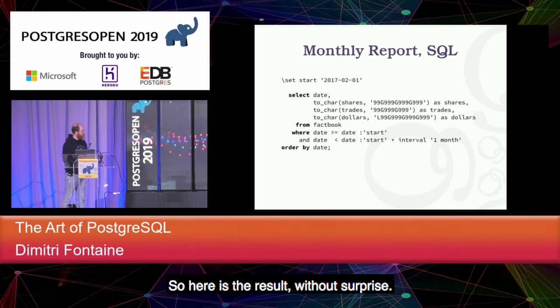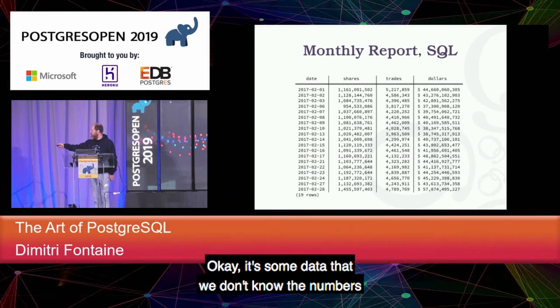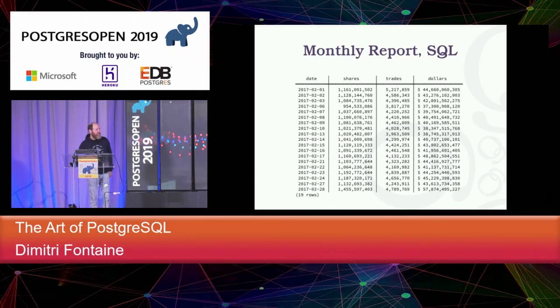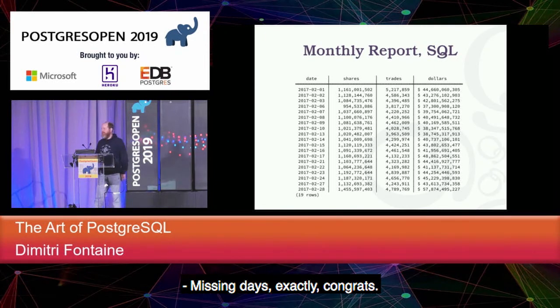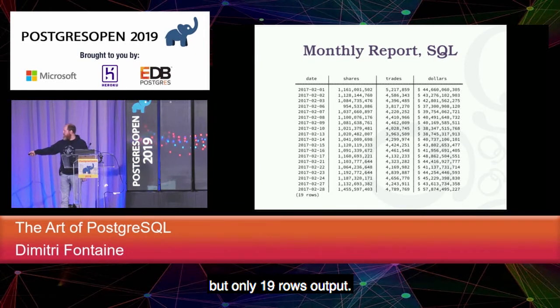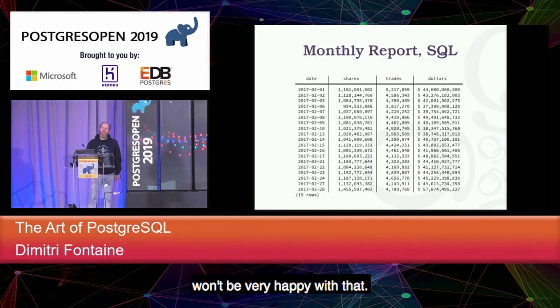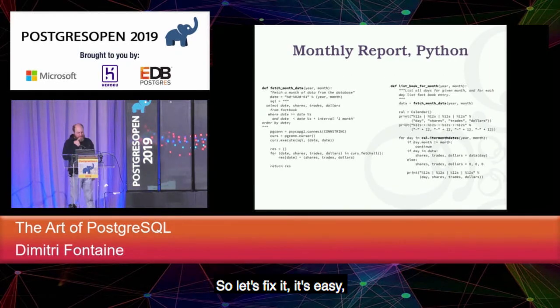So here is the result without surprise. Okay, it's some data that we don't know the numbers, so we don't focus on them, but there is a bug. Can you spot the bug? It's missing days, exactly. Congrats. So we have 28 days that year in February, but only 19 rows output. Maybe marketing department or accounting, I don't know, won't be very happy with that. Maybe they want to have the days without activity. So let's fix it.